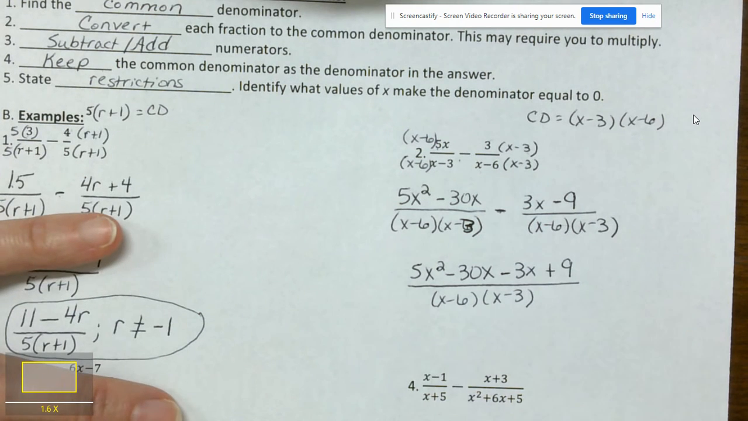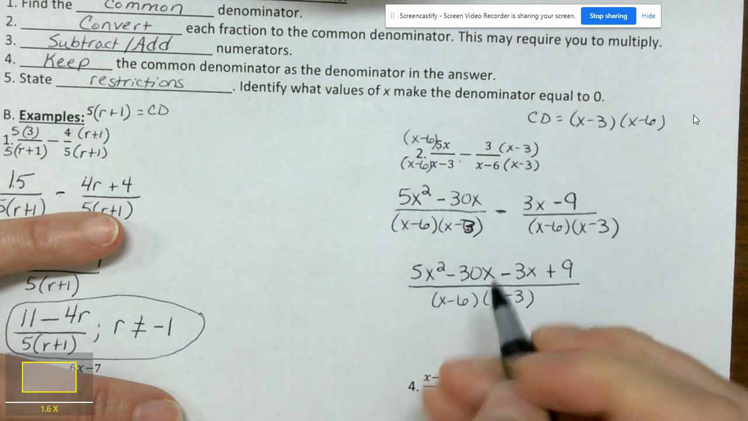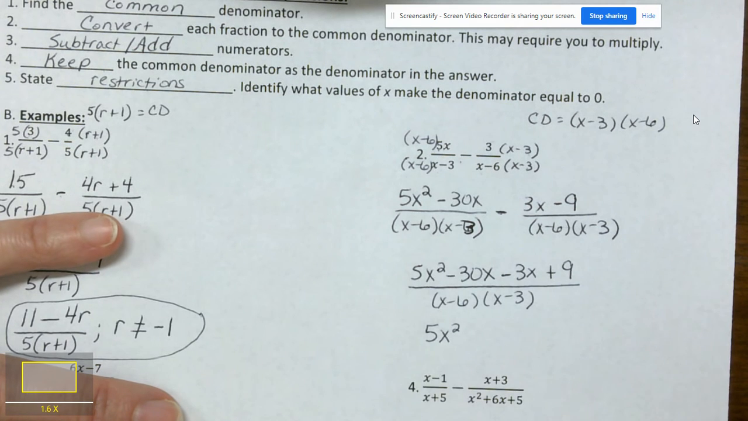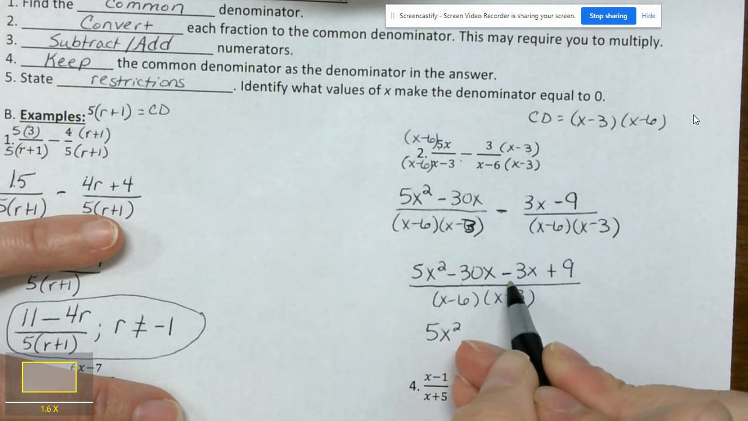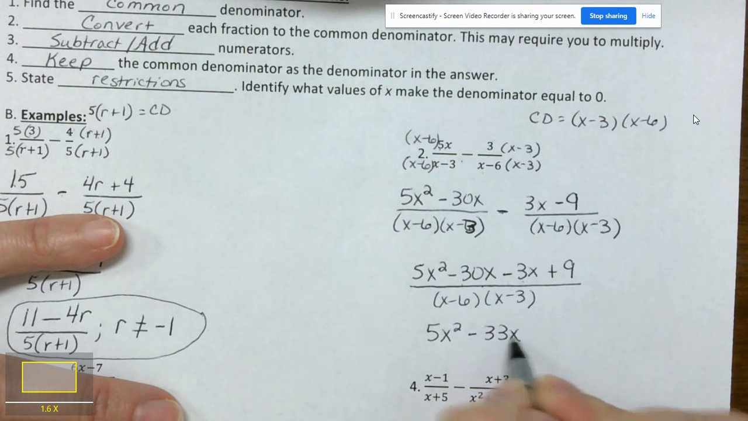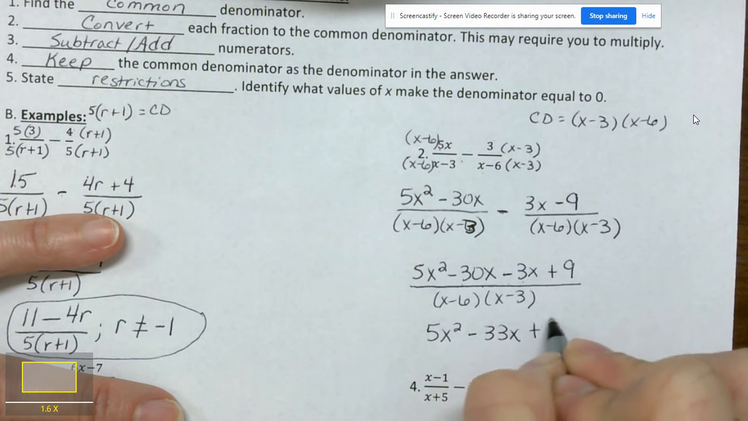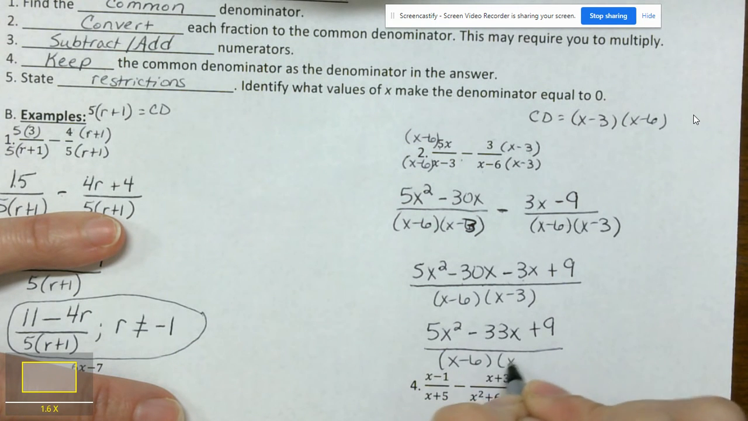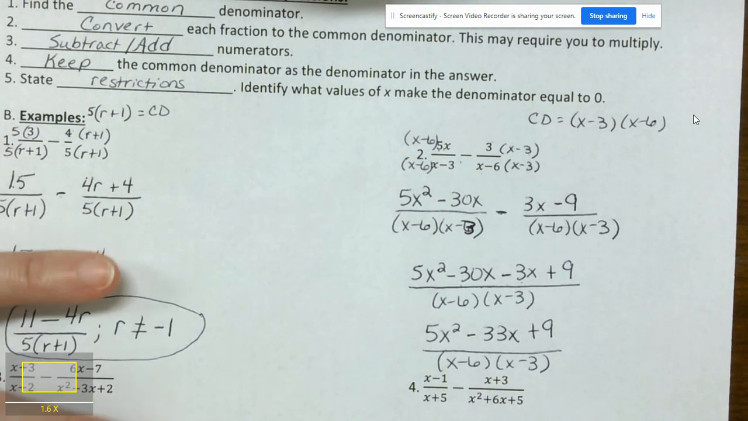Now we see what we can put together. There's only one x squared and it's 5x squared, so that's going to stay like that. But then we have a negative 30x minus 3x, so that's going to be a negative 33x. Then our plus 9, and it's over x minus 6 times x minus 3.